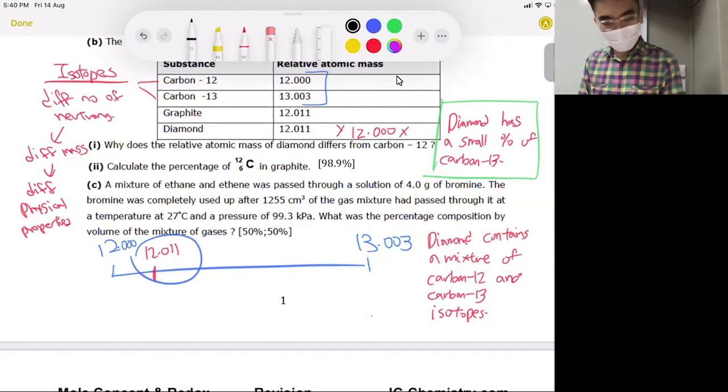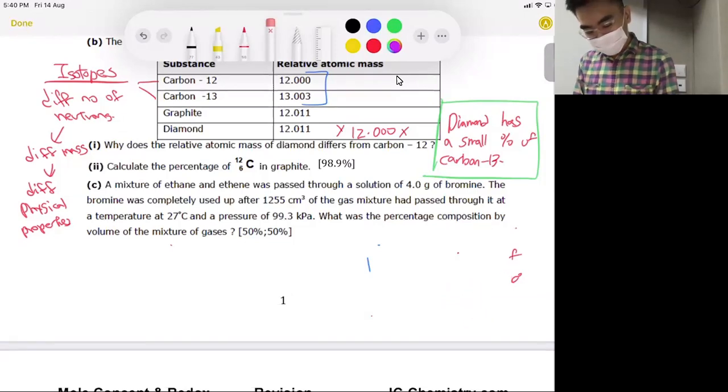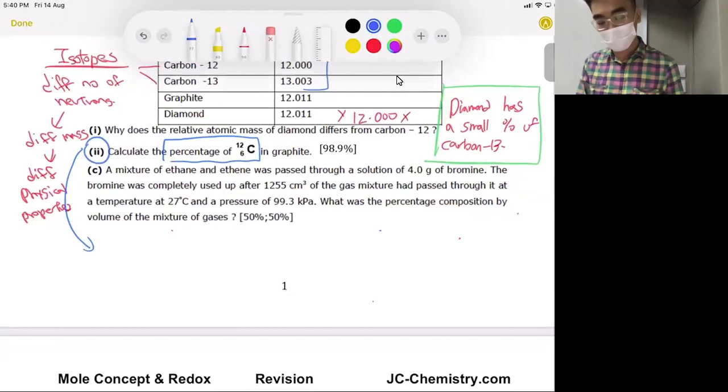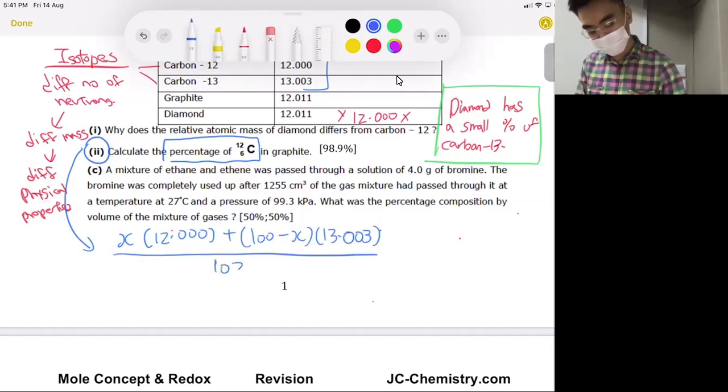Okay. Part 2, please remember to use the average formula. I will use this to go through another concept. If you are looking at part 2, what you are trying to do is find the percentage of carbon 12, so you put the unknown as carbon 12. I'll put an X here, X for carbon 12, for 12.000. Then you have 100 minus X, which is the carbon 13. Usually I put the unknown as the one you want to find. Then divide by 100 equals 12.011.